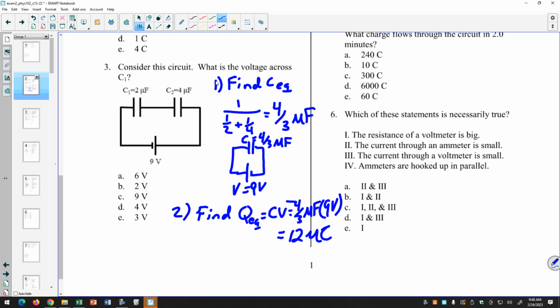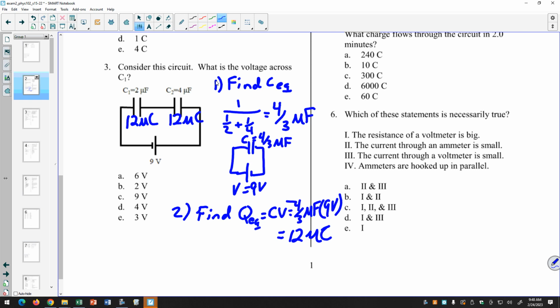And then remember that capacitors in series have the same charge, right? They have the same charge, and they have the same charge as the equivalent capacitance. So both of these capacitors, which have an equivalent of the 4/3 microfarads, have a charge of 12 microcoulombs.